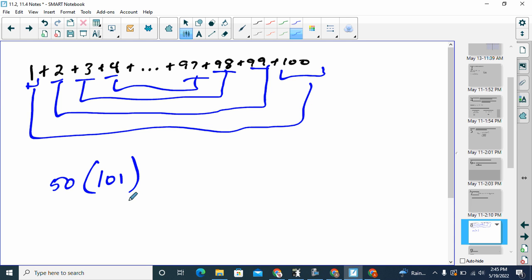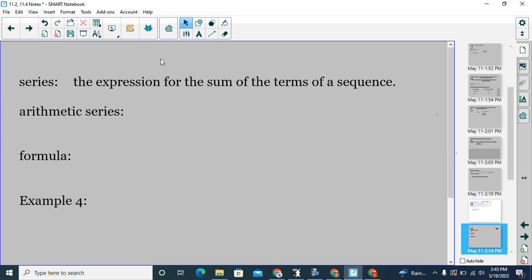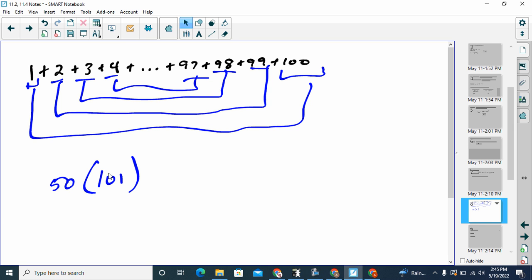So to find the sum of an arithmetic sequence, the formula we're going to use, let's go ahead and define these, and then we'll come back to that example. So a series, we actually just define that, the expression for the sum of the terms of a sequence. An arithmetic series just means that I'm adding up an arithmetic sequence. The formula, this 101 came from the sum of the first term and the last term.